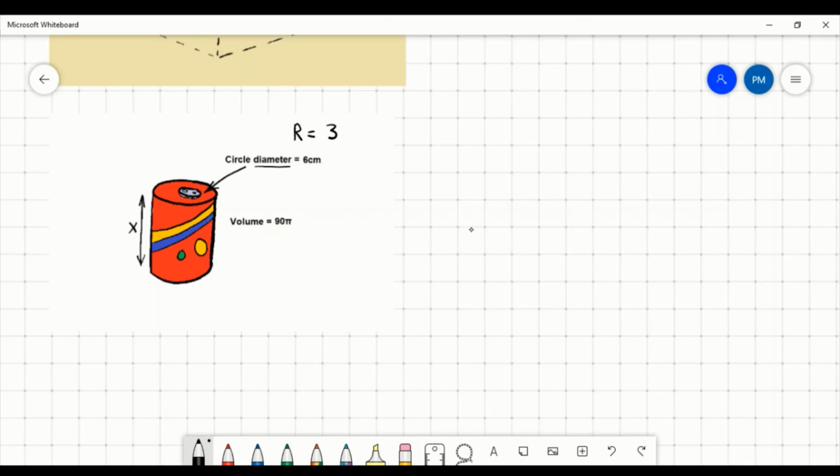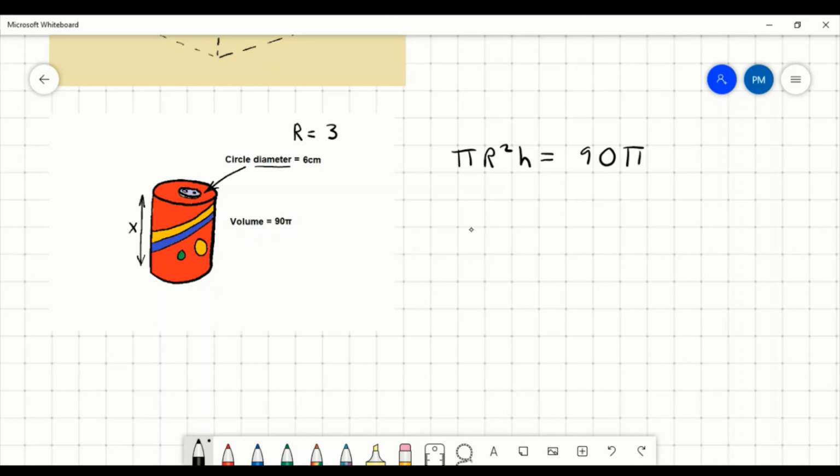The height we've represented as X. If it was easier for you, you could also represent that as H. It doesn't matter what letter you use. So for that one, we'd go pi r squared. So actually, I'll just write out the formula. So pi r squared H. That's the formula for the volume of a cylinder. So pi r squared H is equal to what we're given, which is 90 pi.